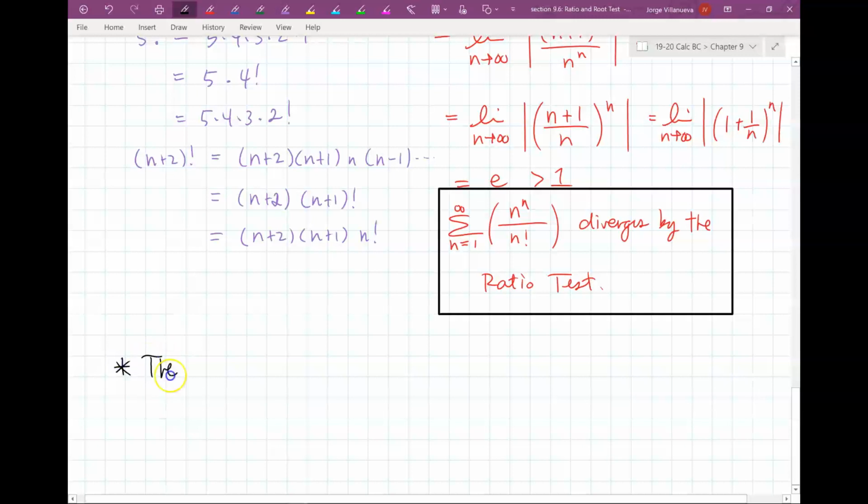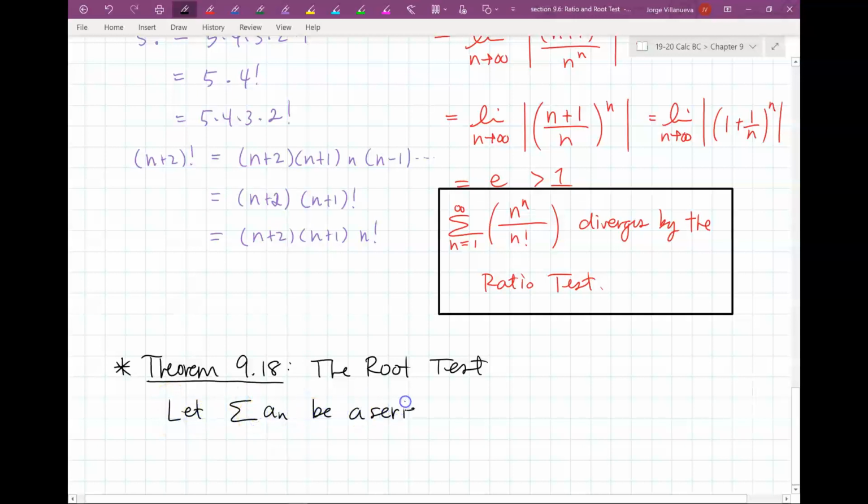So this is theorem 9.18. And by the way, it's not that much more different than the ratio test, which is kind of nice. But it's called the root test because you're going to be using an nth root. Okay? So it starts out the same way. Let the series be a non-zero series. So let this be a series with non-zero terms. In case you're wondering, what the heck does that mean? In other words, none of the terms have a 0 in it.